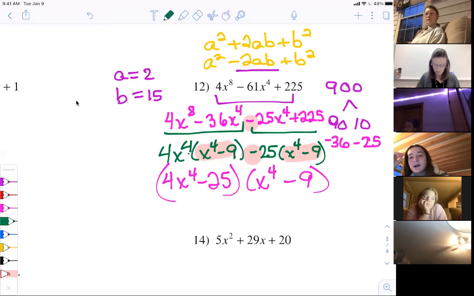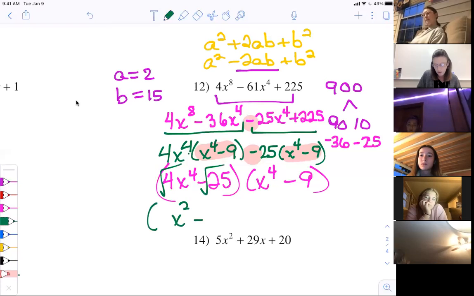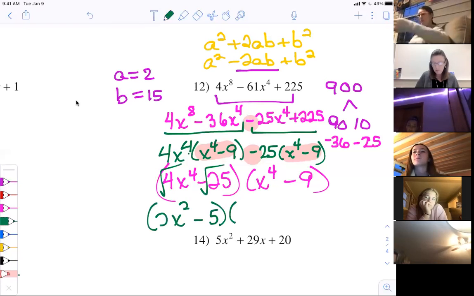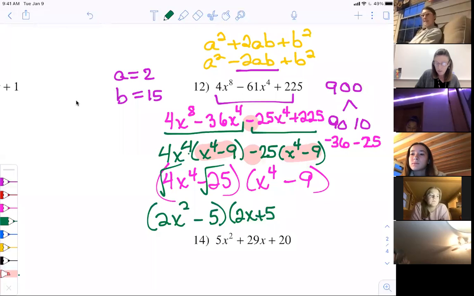You can break down the 4x to the fourth minus 25. And what does that become? That would become x squared minus 5. You are so close. What goes in front of that x squared? 2. Yeah, so 2x squared minus 5, and then we would have 2x squared plus 5.